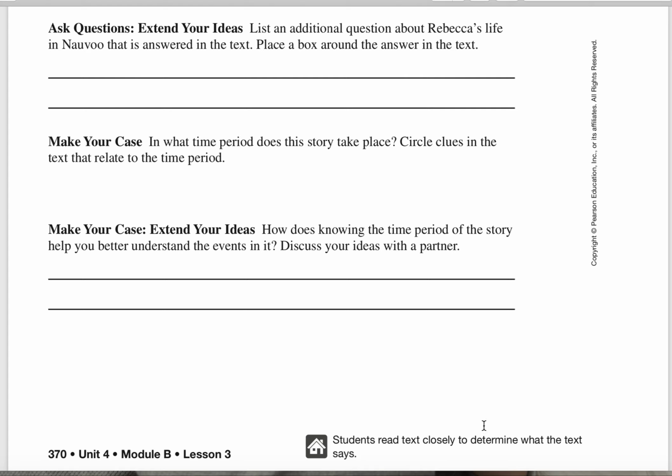How does knowing the time period of the story help you better understand the events? Discuss your ideas with a partner. Knowing the time period helps me understand that things are not the same as they are today. Number one, she had to leave her friends. Today, if I leave my friends, I've moved all over the country, and I have friends in many, many different states, and I can still stay in contact with them fairly easily. I can stay in contact through email or phone or social media or anything like that, and I could even hop on a plane and visit them if I wanted to. And so because of that, I'm thinking that Rebecca might have a difficult time with this because she doesn't have the easy access to communicate with her friends.